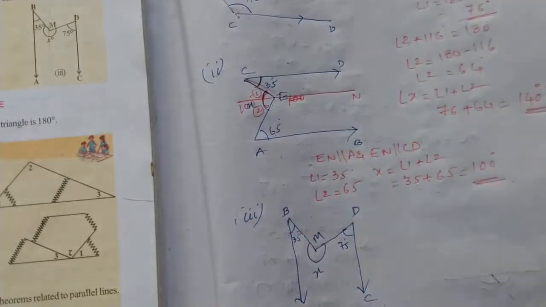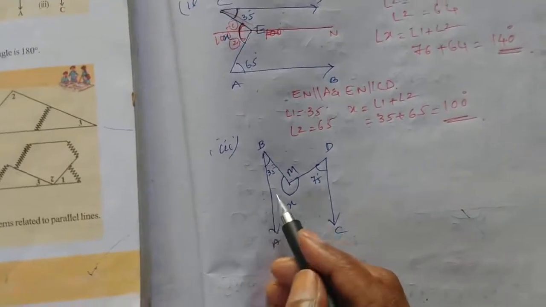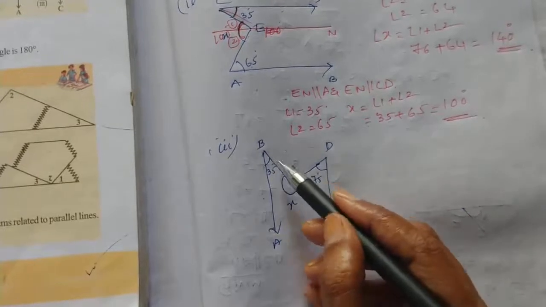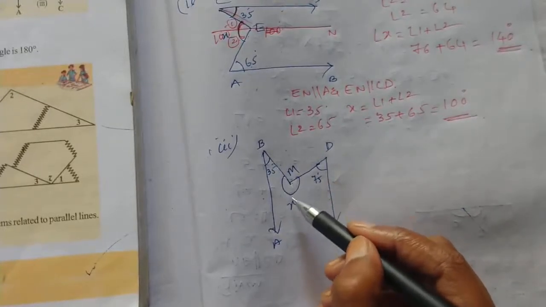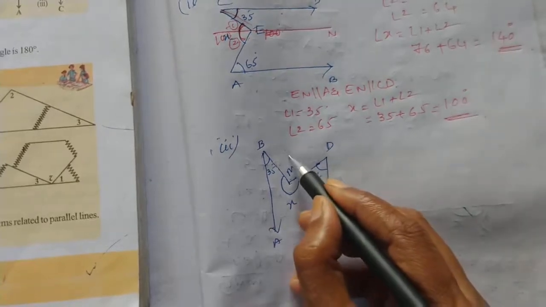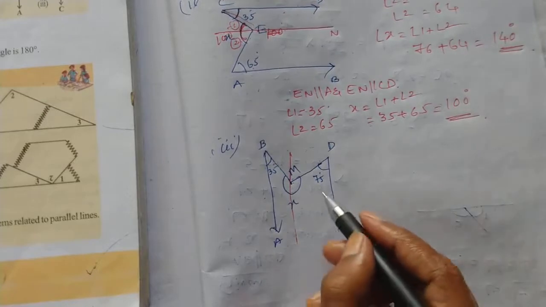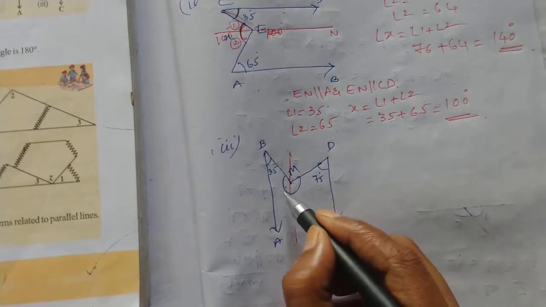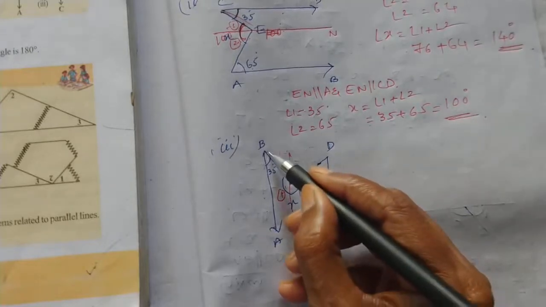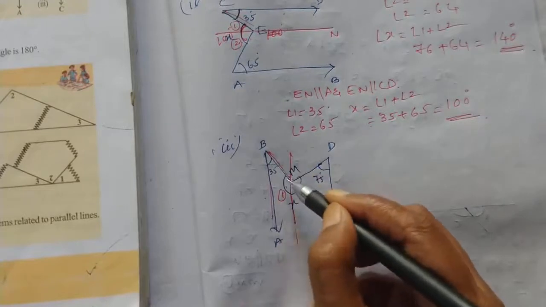And then here in the third figure, AB is parallel to CD and angle x is formed at the point M. So again here also we have to draw a line parallel to AB and CD. Now again x is divided into two angles, angle 1 and angle 2. And again these are the interior angles on the same side of the transversal line.